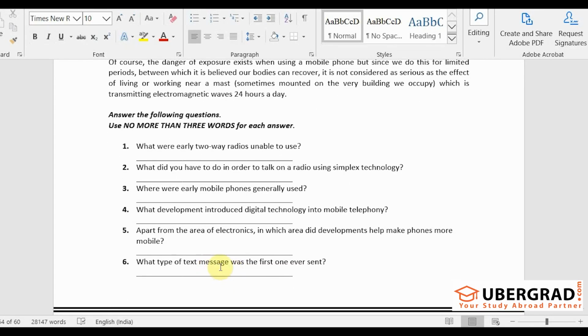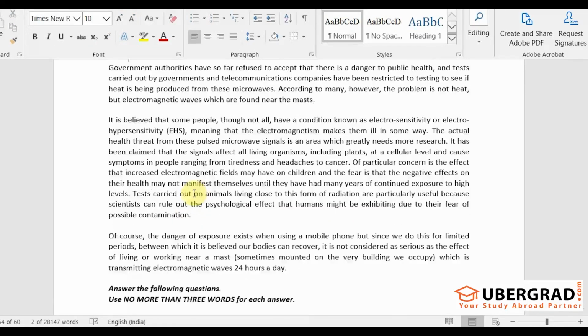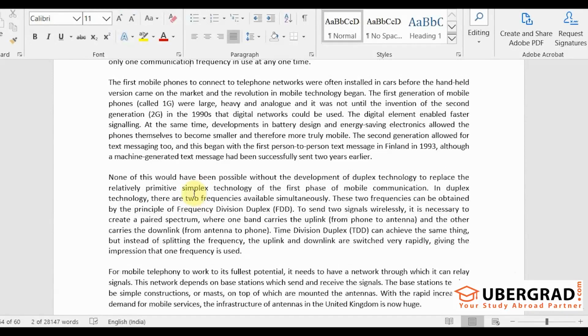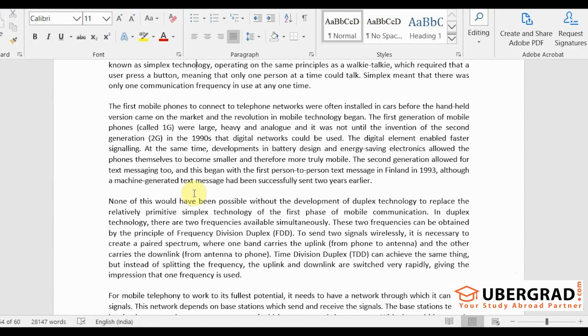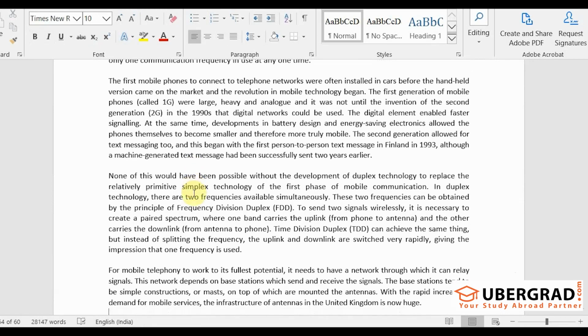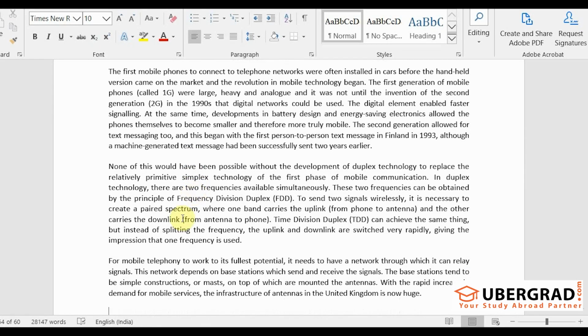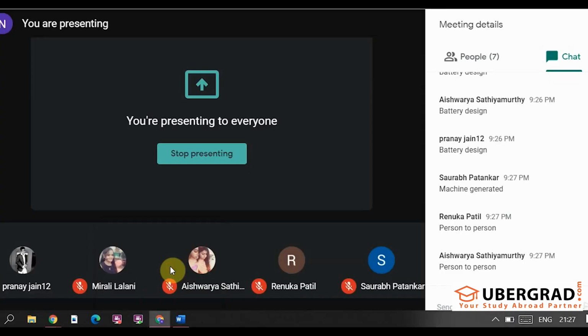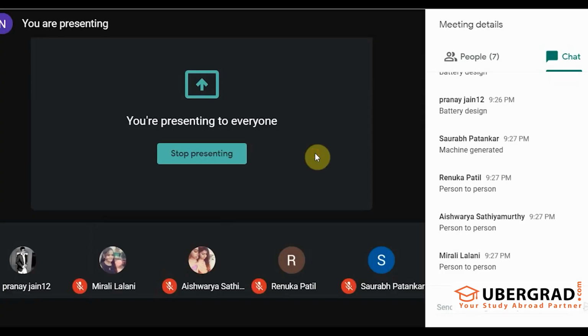Now what type of text message was the first one ever sent? So text message can be a keyword. Let's search what type of text message was the first one. So here you find text messaging, right? Text messaging, text message. So which one was the first ever sent? First ever sent. Only one correct answer.